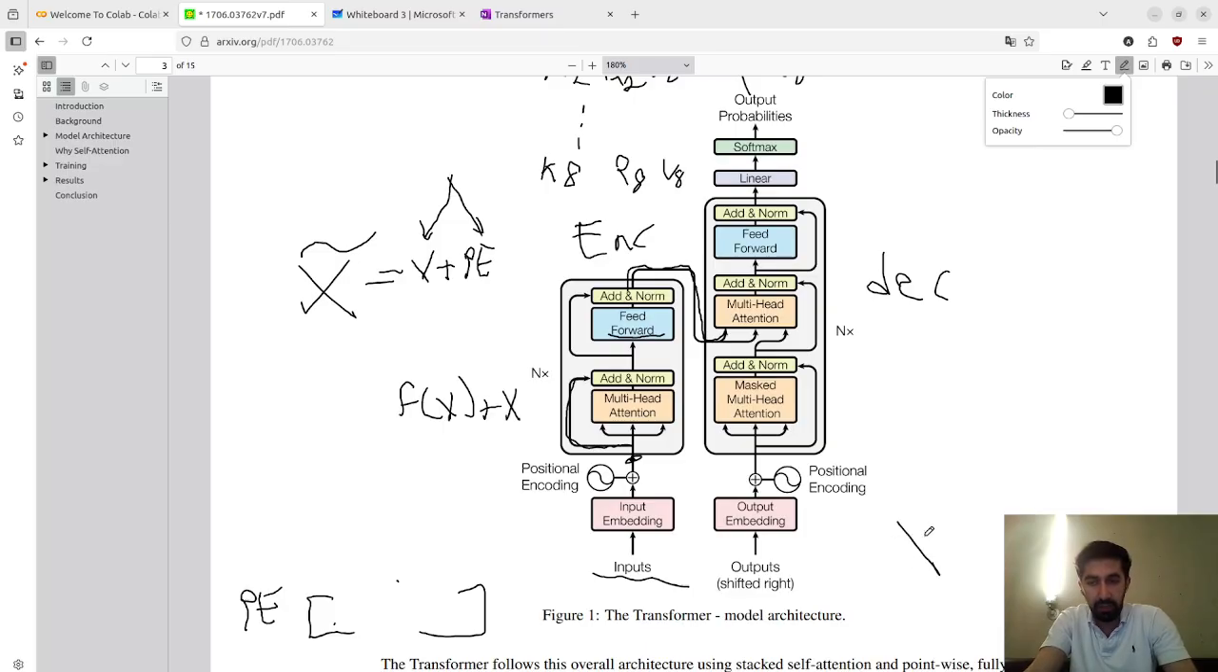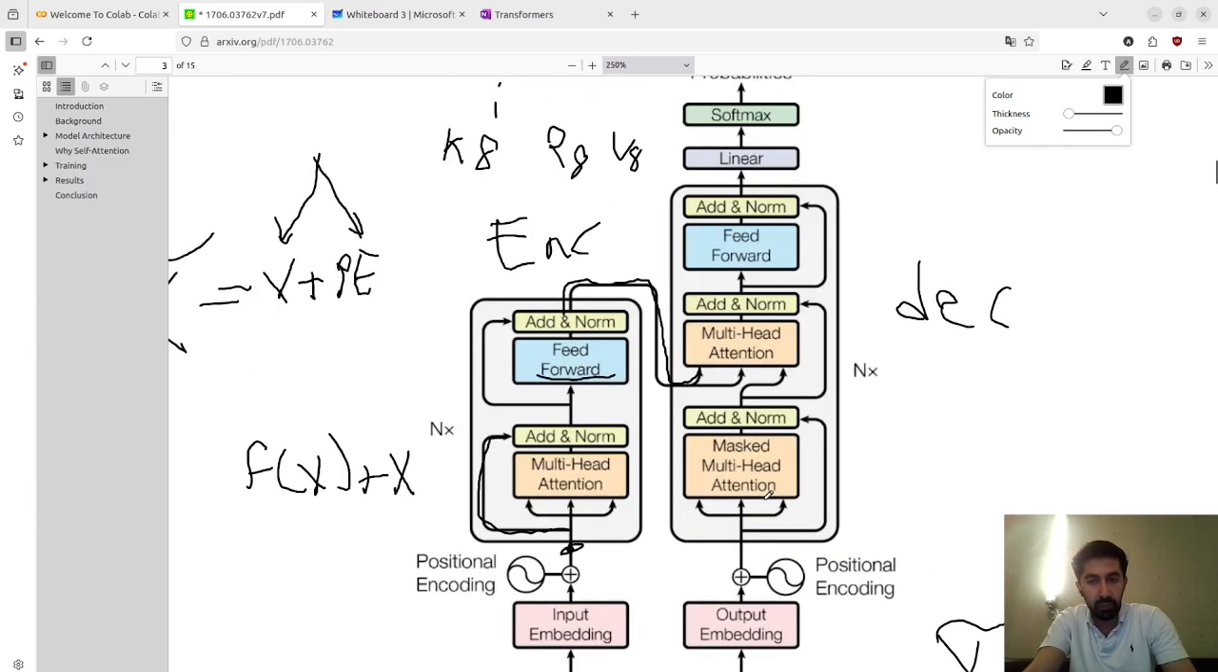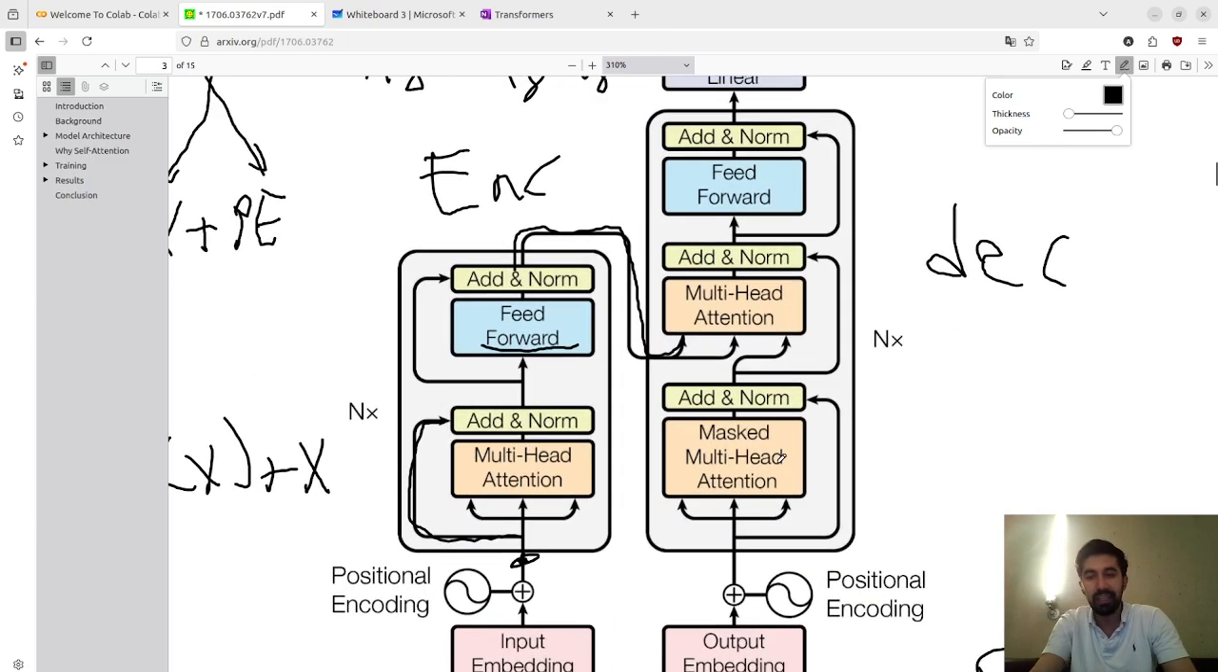Now, for the decoder, it's the same process. We have our input x bar, we add positional encoding. So we originally have x, we add positional encoding, then we do masked multi-headed attention.